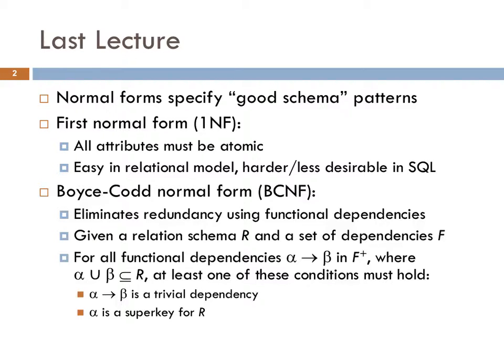Then we talked about Boyce-Codd normal form, aka BCNF. Again, you probably don't need to memorize these terms beyond 121. I'd like you to know them and use them in 121, but unless you become a real big database person in your future, you probably don't need to memorize what BCNF is and so forth.